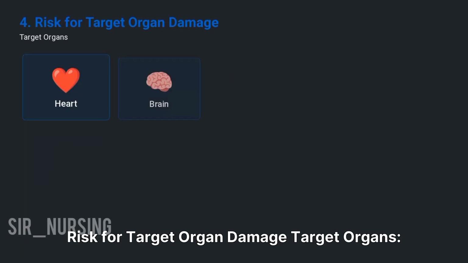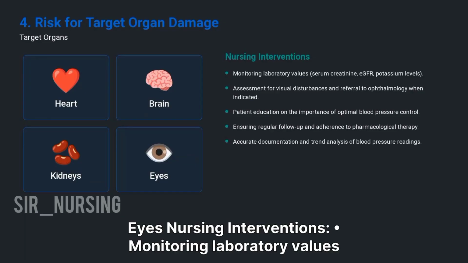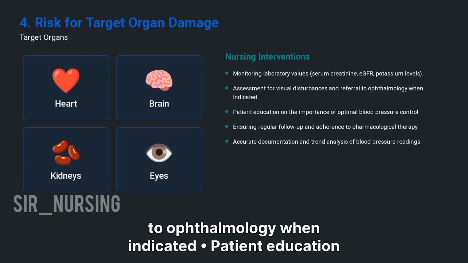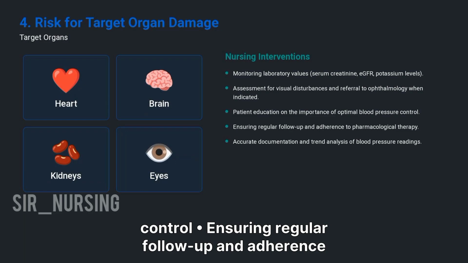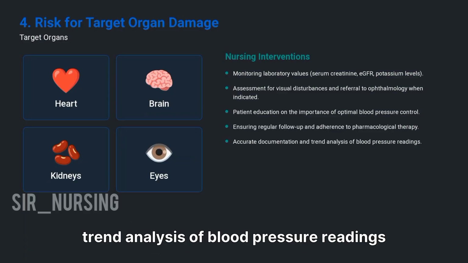4. Risk for target organ damage. Target organs: heart, brain, kidneys, eyes. Nursing interventions: monitoring laboratory values, assessment for visual disturbances and referral to ophthalmology when indicated, patient education on the importance of optimal blood pressure control, ensuring regular follow-up and adherence to pharmacological therapy, accurate documentation and trend analysis of blood pressure readings.